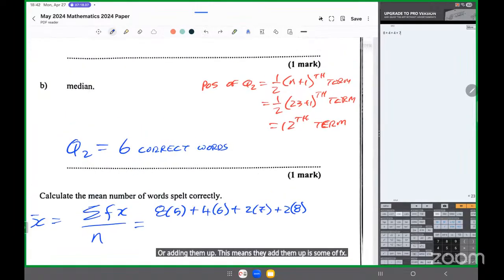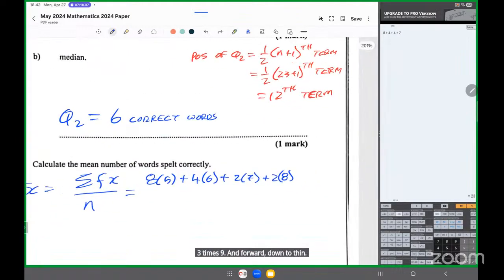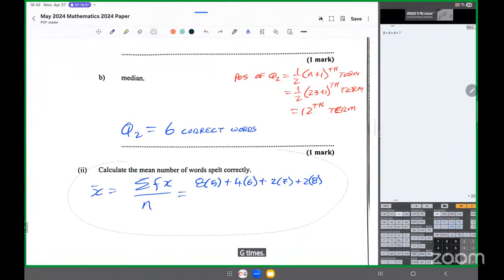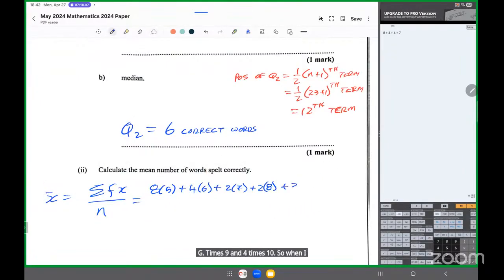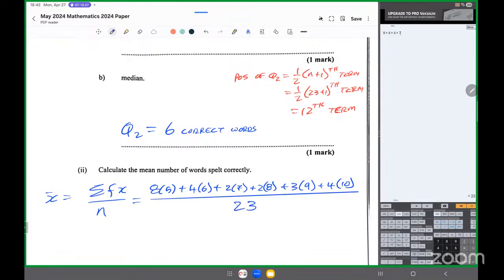Where have we reached now? 3 times 9 and 4 times 10. So we're going to add 3 students got 9 and 4 students got 10. That's the total number of words, correct? Divided by the total number of students. The number of students is 23. Work that out and get the mean.